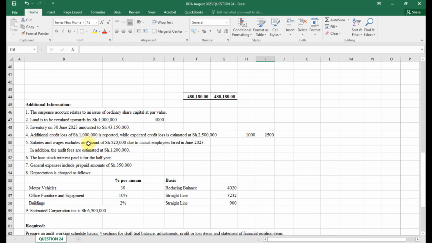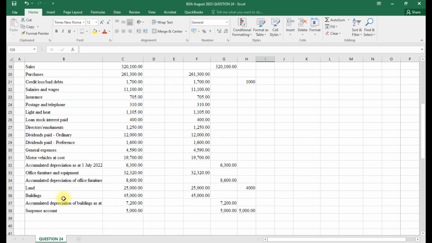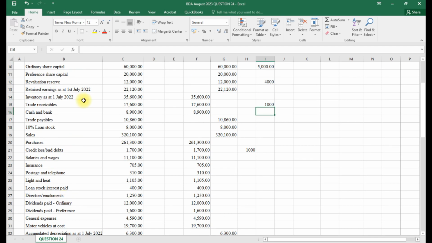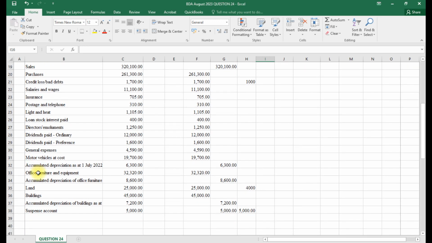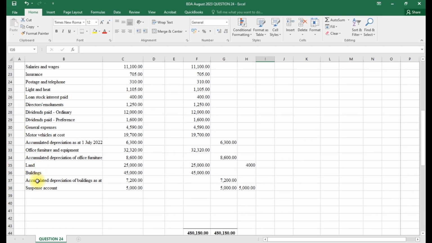Then in addition, we are saying additional credit loss of 1,000 is reported, while expected credit loss is estimated to be 25. So let us look at the provision, whether we have that provision for bad debts. So just say the credit loss, dividend general. We did not have that. So we did not have that. Provision for credit loss can include that.